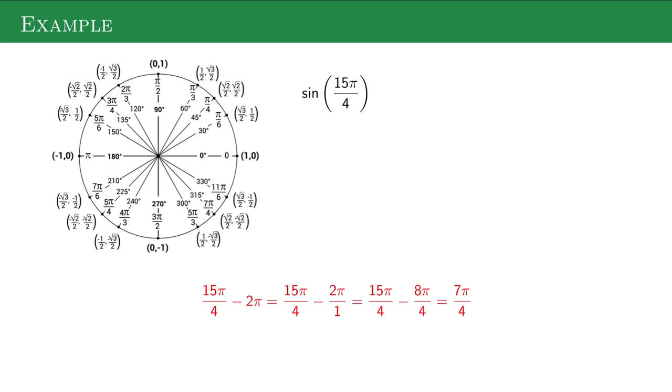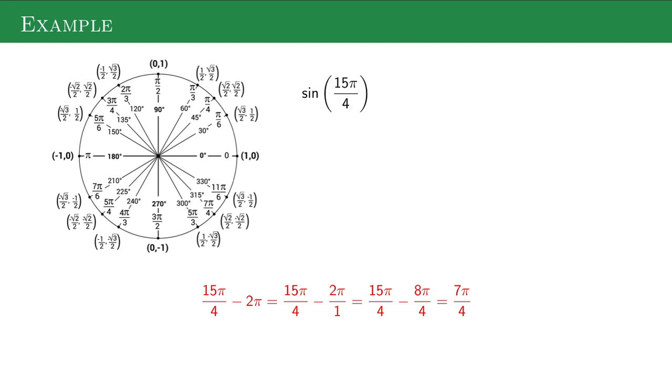So what I can do is take 15 pi over 4 and subtract a full revolution, which in radians is 2 pi. I have a fraction and a non-fraction, so I have to get a common denominator. First I write it as 2 pi over 1. But I want this 4 and this 1 to be the same number, so I multiply this right-hand fraction by 4 over 4, so 2 times 4 and 1 times 4. Now that the denominators are the same, I can subtract, and I get 7 pi over 4.